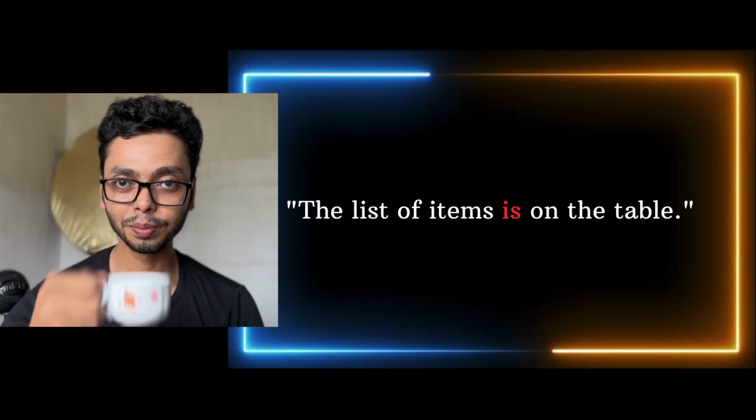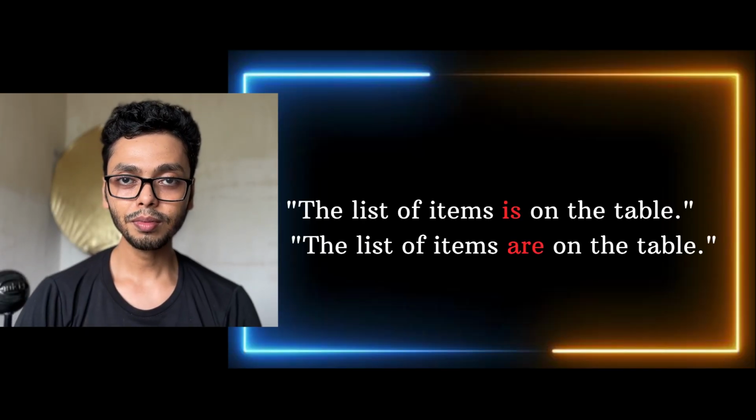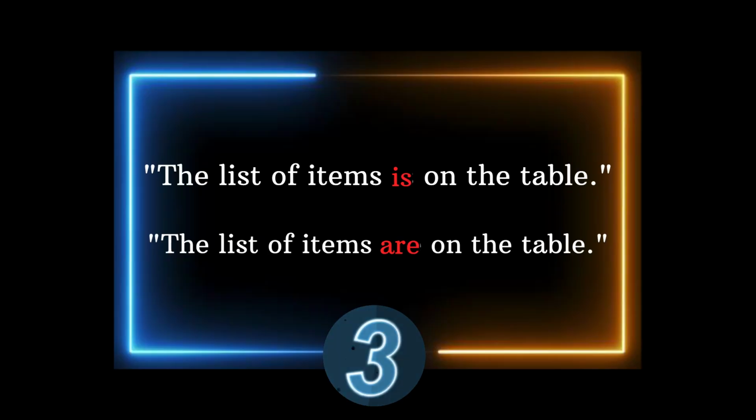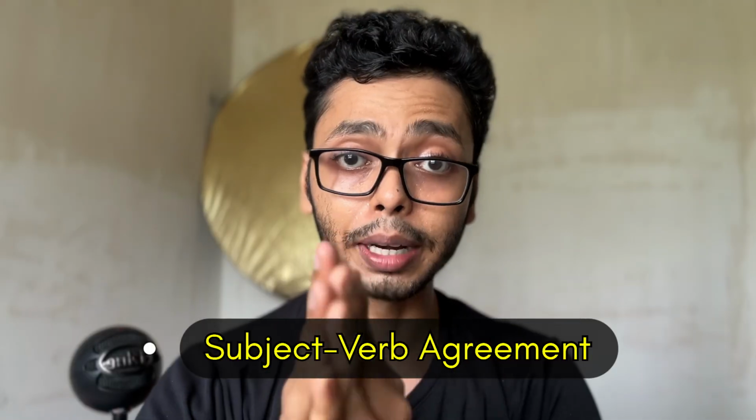Okay, let me ask you something. Say this. Which one sounds right to you? If you said "is," nice. But if you said "are," honestly, don't worry. You are not alone. This is the most common grammar mistake in English. And this grammar type is called subject-verb agreement.